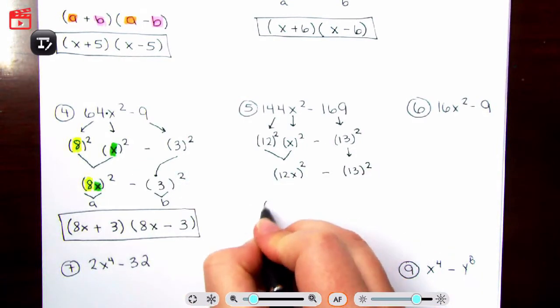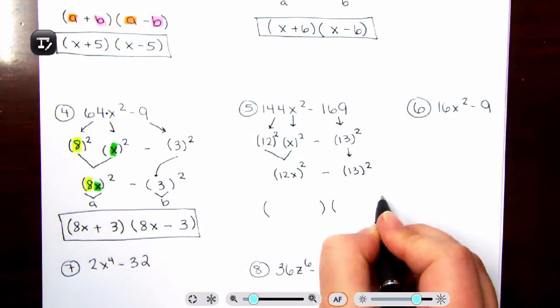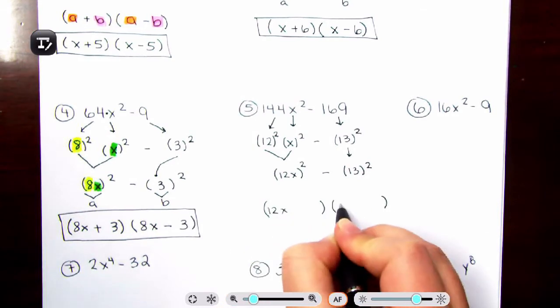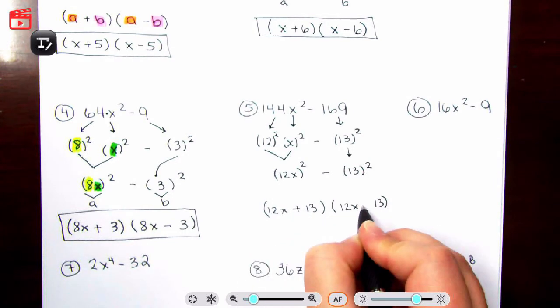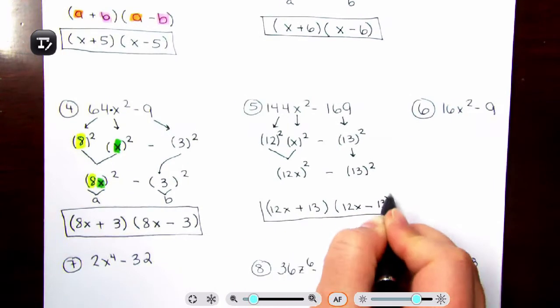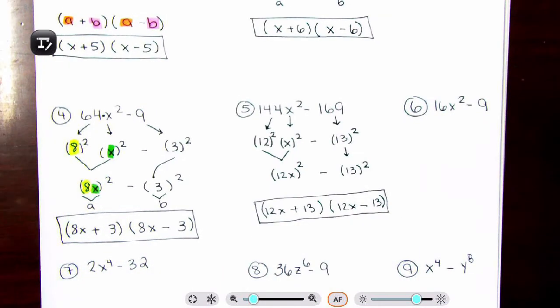So what do we have? We have a plus b, a minus b. So here's our a, b, b. One's a plus, one's a minus. Now it doesn't matter which one's plus, which one's minus, since they are being multiplied and they're the same thing.